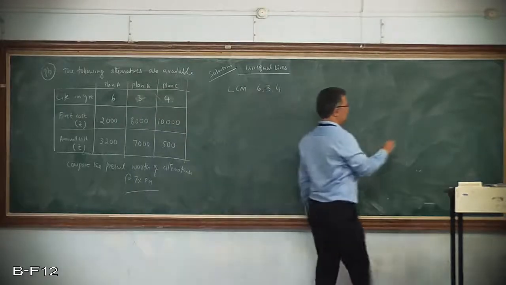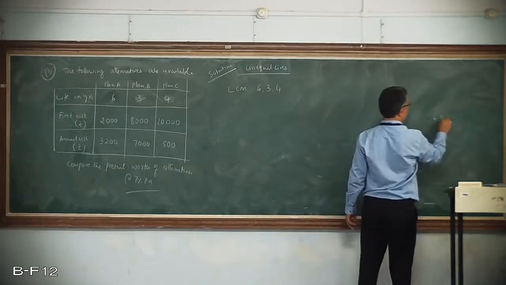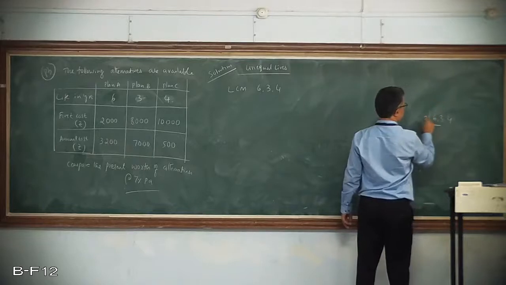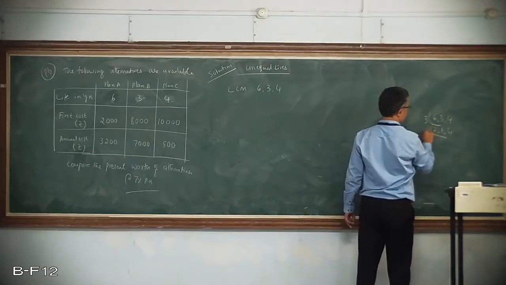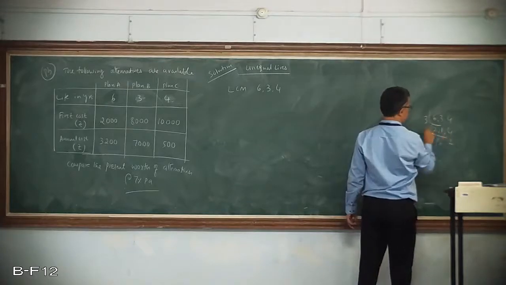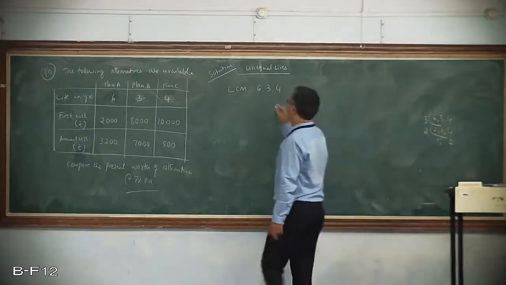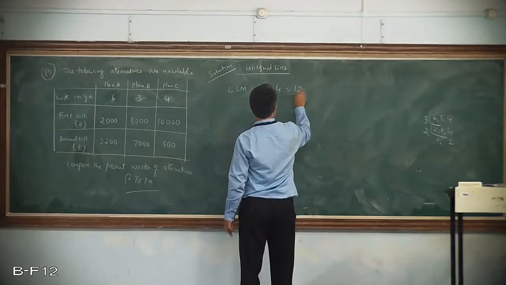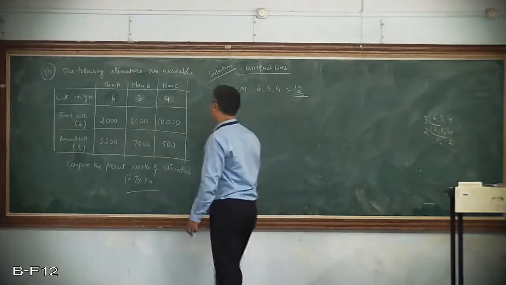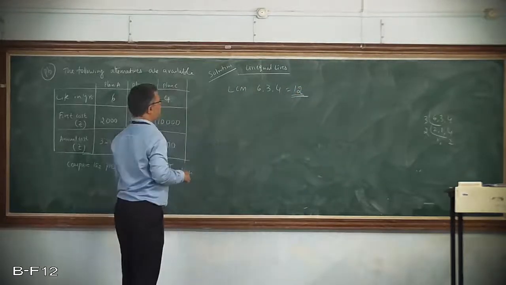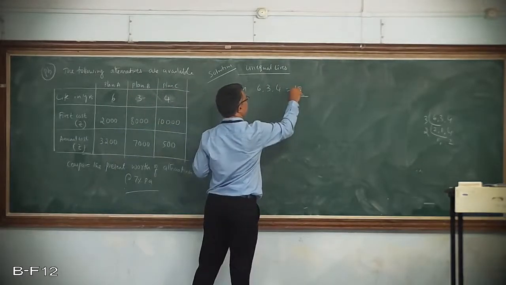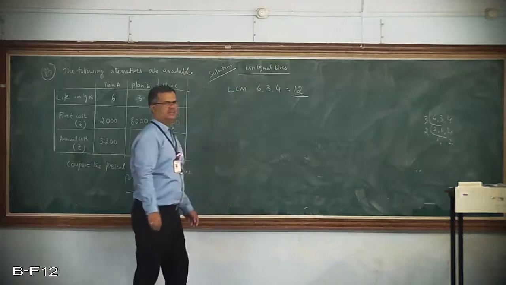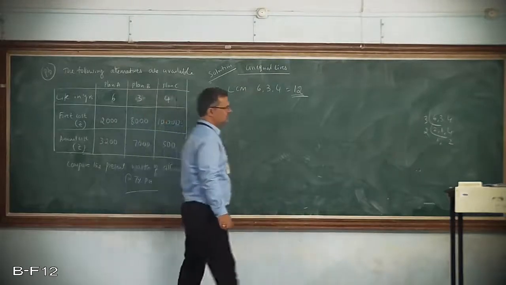So what is the LCM now? 6, 3, 4. So LCM is equal to 12. It's a common value now. Now we have to compare all the assets for 12 years only. We have to compare all the assets for 12 years. Okay, so we'll do it now.